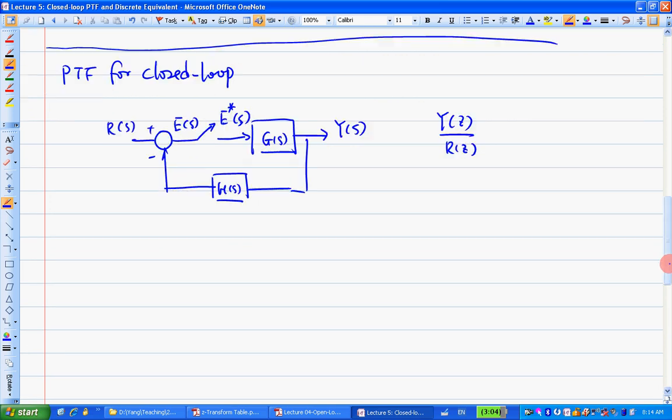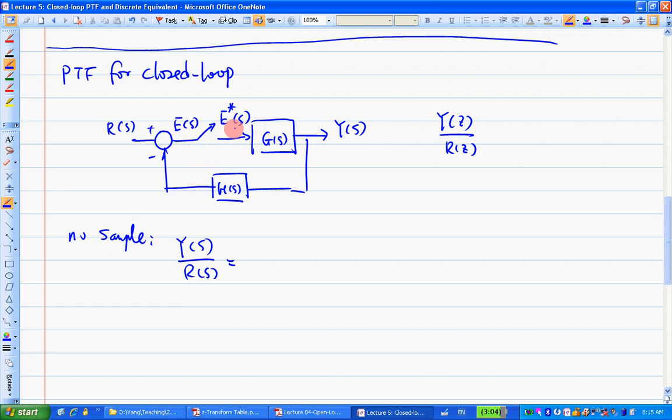So let's take a look at this closed loop transfer function here. Before we take the closed loop transfer function, let's see if I don't have a sampler here. If there's no sampler, what is the closed loop transfer function? Basically, that's a Laplace transfer function, right? So what will be the closed loop transfer function? Y of s over R of s, right? So that you should remember that.